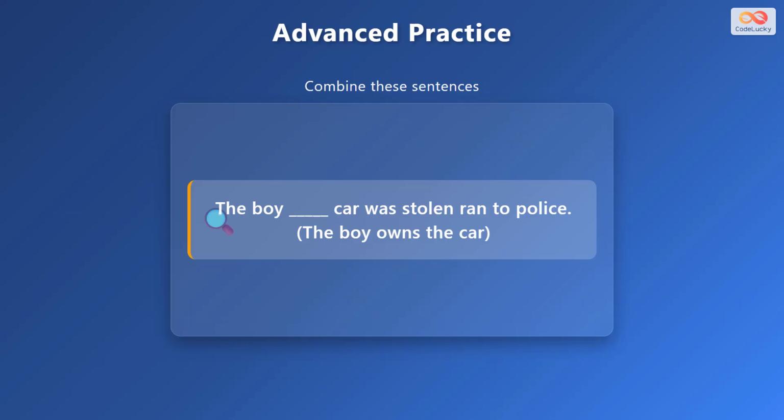Try combining these sentences using relative clauses. For example, the boy blank car was stolen ran to the police. The correct answer is whose, showing possession. This helps to make sentences more detailed and fluent.